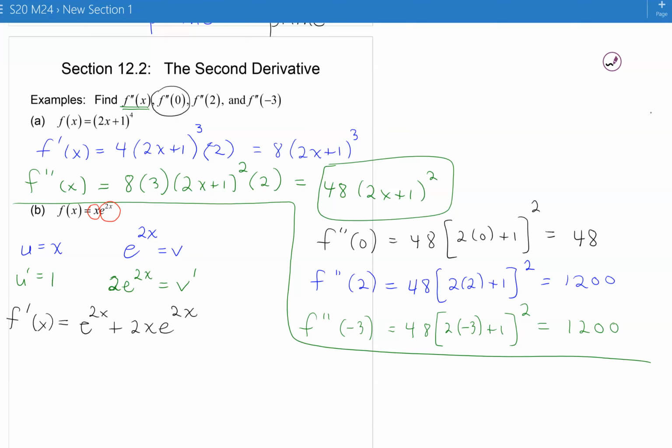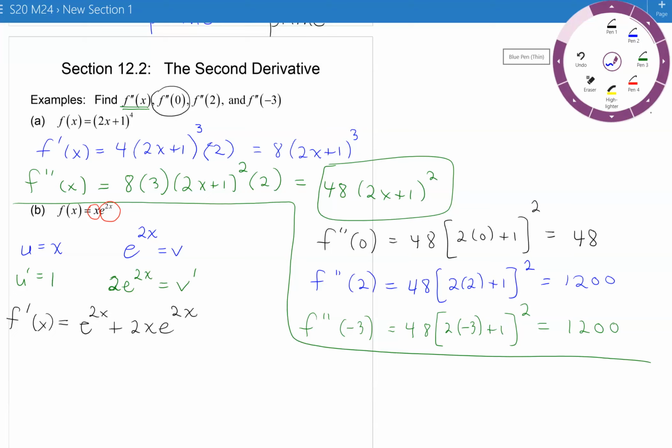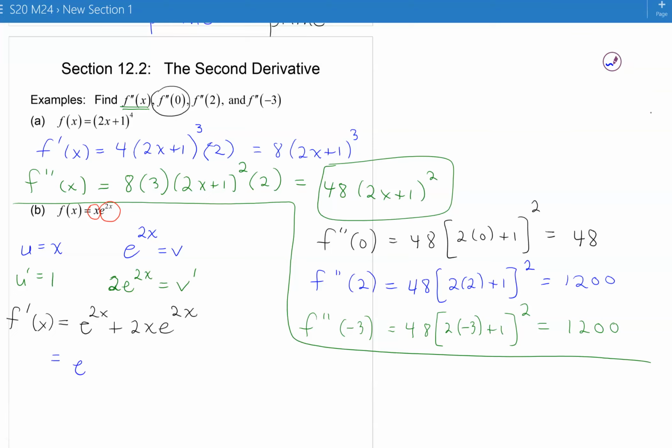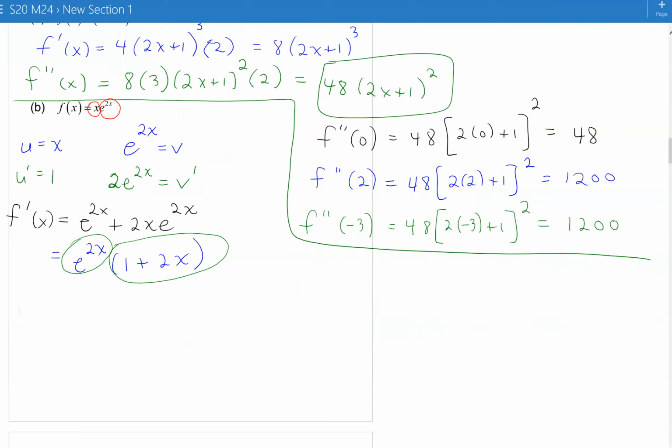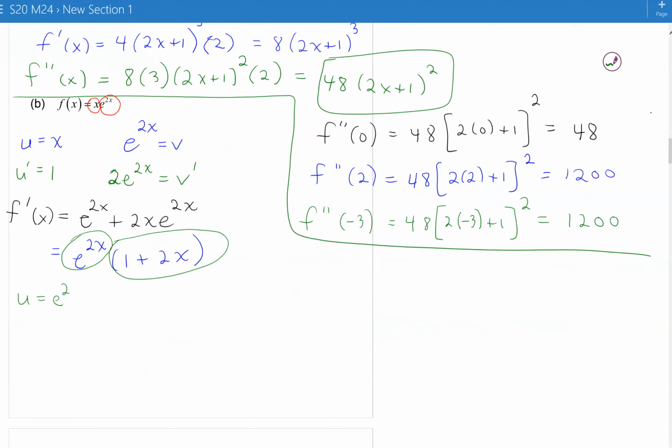And hopefully you've noticed by now that if you have an exponential and a product rule, the exponential shows up in both terms of the product rule and can be factored out. So we'd factor out e to the 2x and have 1 plus 2x, and that's our first derivative. So now we need to do the second derivative, and again I have a product. So I'm going to have the u equals the e to the 2x. The v equals the 1 plus 2x. Then u prime, 2e to the 2x. And 2 is v prime.